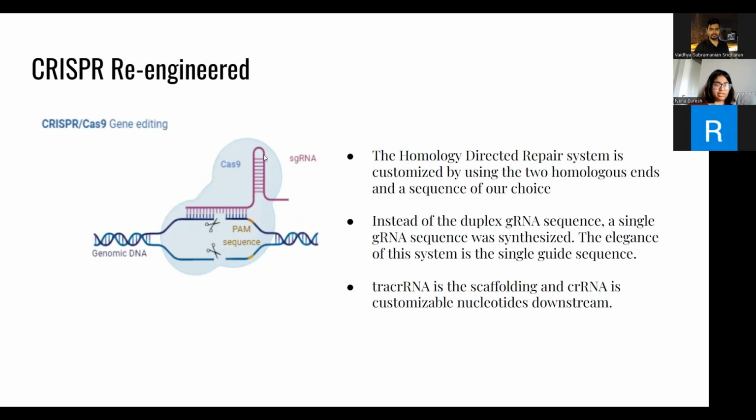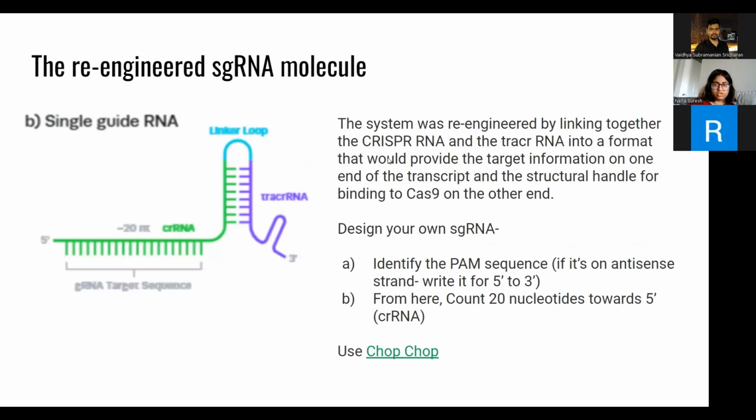The elegance of the system is the single guide RNA, or sgRNA. Now, tracer RNA is a scaffolding, and crRNA is the customizable nucleotides downstream. It is essentially the template. So the system was re-engineered by linking together the CRISPR RNA and the tracer RNA with this linker loop, into a format that would provide the target information on one end of the transcript. The target information is on the crRNA, and the structural handle for binding to the Cas9 is on the other end. So over here, the Cas9 is bound, and the tracer RNA is over here. So it is essentially the backbone.